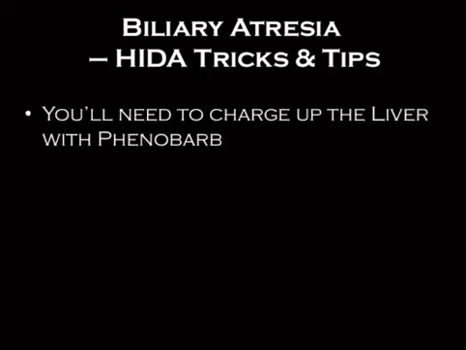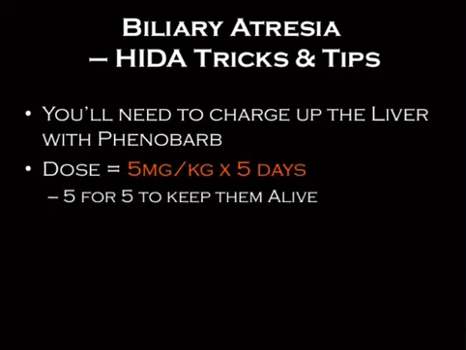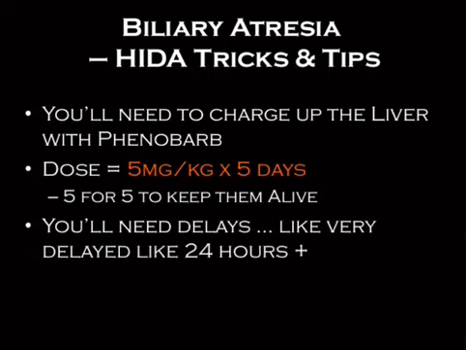So here's some tricks. You need to charge up the liver, and the reason you do this is this cytochrome system that you want to ramp up, and that's done with phenobarb, and you dose them 5 milligrams per kilogram for 5 days. So 5 for 5 to keep them alive. And you're going to need delays, like really delayed, like 24 hours plus, because in neonatal hepatitis, like I said, it's going to hold on to that tracer much longer than you would expect it to. But it will eventually get into the bowel.